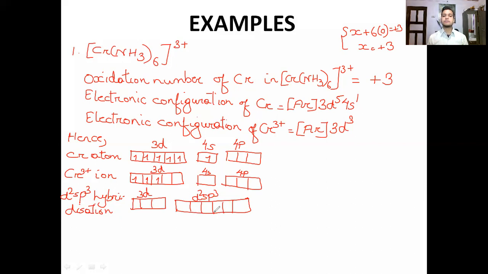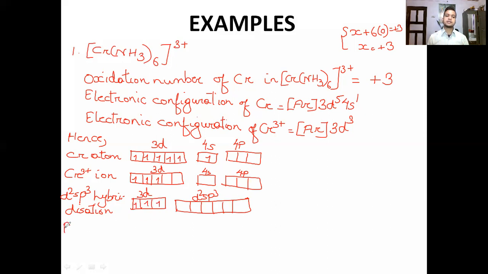Now, if you see in the previous case, there are 2 d orbitals, 1 s orbital, and 3 p orbitals. As a result, they would have different shapes, different bond energies, different structures. But when they mix, their bond energy will be equal, their geometry will be equal, their bond length will be equal. As a result, it undergoes hybridization. Obviously over here 3d will remain 3d.